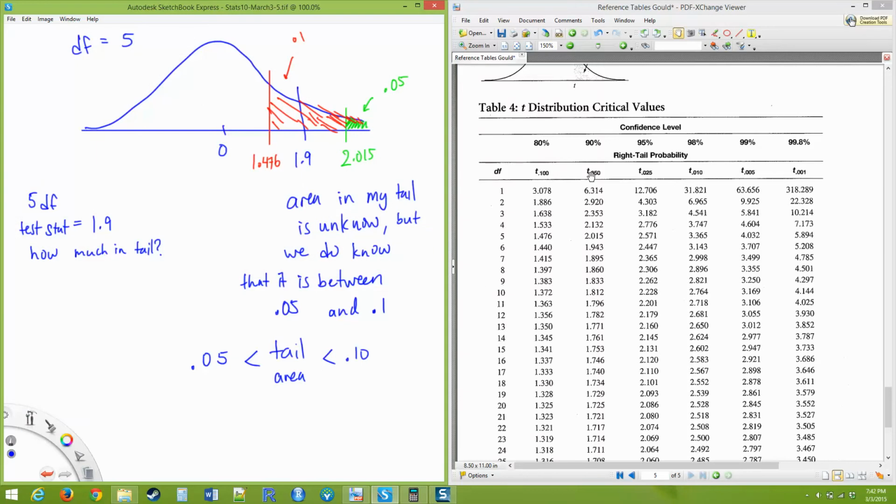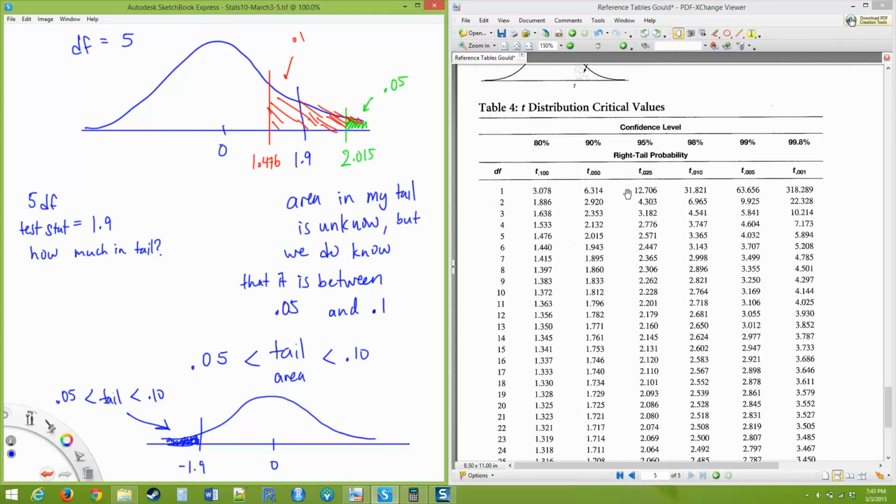All right, so let me just explain. If we had negative 1.9 instead, the answer would also be exactly the same. If I shaded the area over here, my tail area here is less than 10% and more than 5%. And that's because the t-table is symmetric.